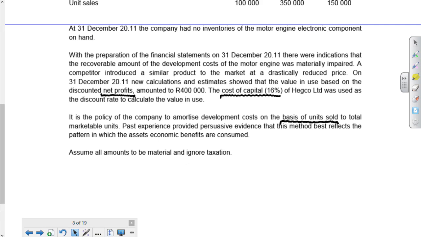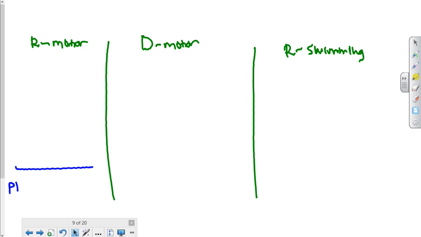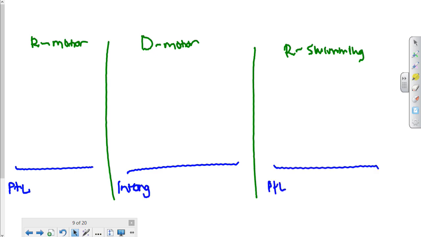Okay, but what I want you to do for B is I want you to have 3 columns. You can work on the desks if you like, or in groups. And I want you to have research of the motor engine, development of the motor engine, and research of the swimming pool pumps. And I want you to take the costs that they gave you. Remember, there are costs for technicians, engineers, and consumables, and maintenance, water and lights, electricity, etc. And there's depreciation. And I want you to take those costs and I want you to apportion them. Because I want you to tell me how much is going to go into P&L for that, how much is going to go into my intangible for that, and how much is going to go into P&L for this one. Okay? So that's what I want.